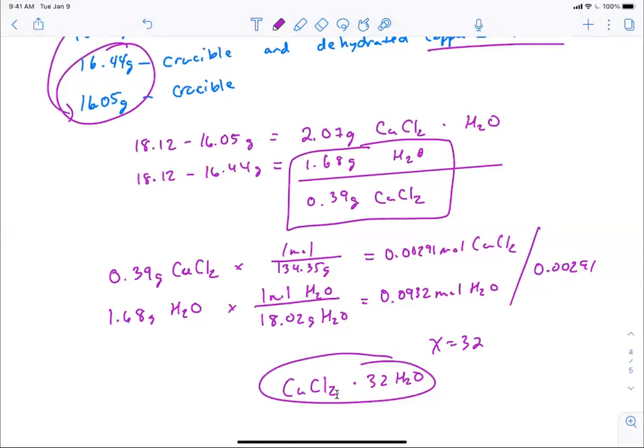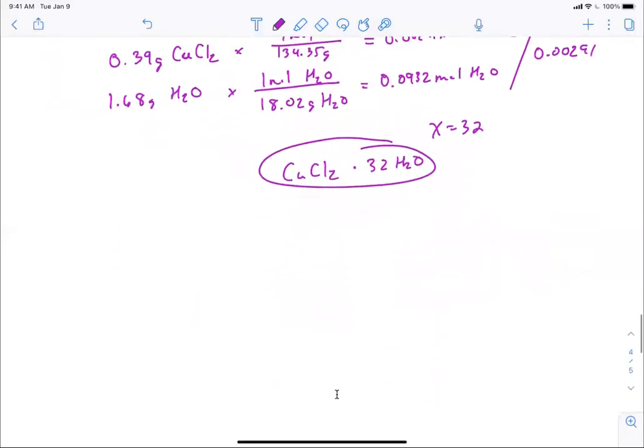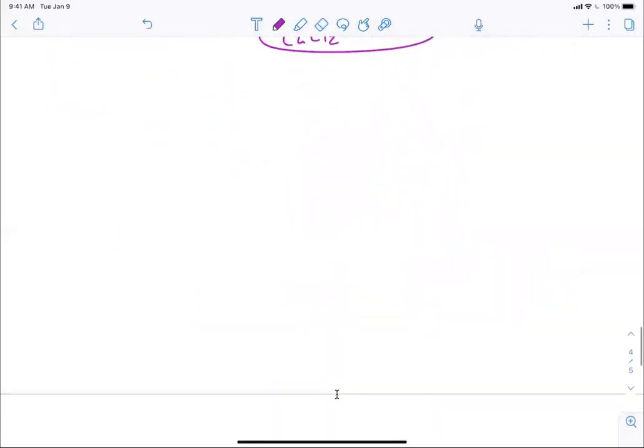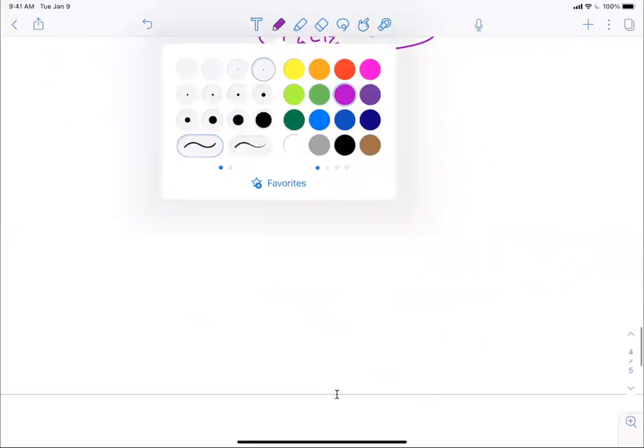Okay. I need to see a question, but I think I know what you're saying. I'll find it. Because, like, yeah, I know what you're talking about. So if they give you the mass of the hydrate, and you know the molar mass of the compound, then you could figure out the hydrate formula. I feel like I should find that question. Okay. Yeah, sure.